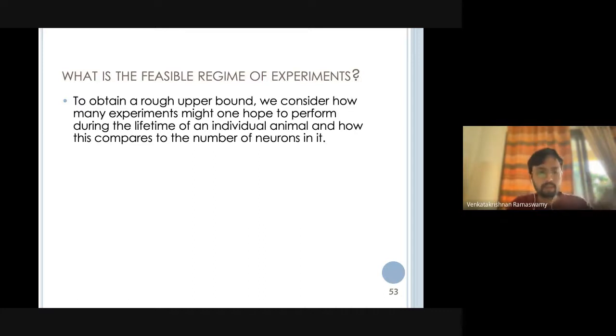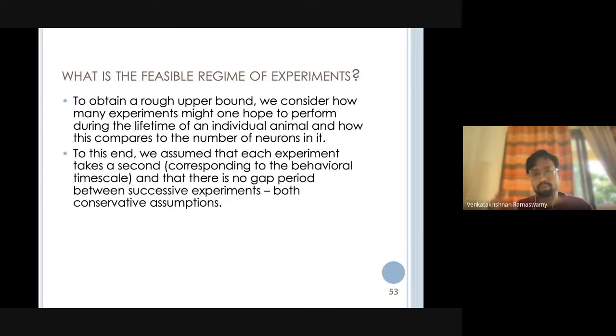All right, in your individual animal. Right? So to obtain a rough upper bound, I'm going to consider how many experiments one might hope to perform during the lifetime of an individual animal and how this compares to the number of neurons in it.